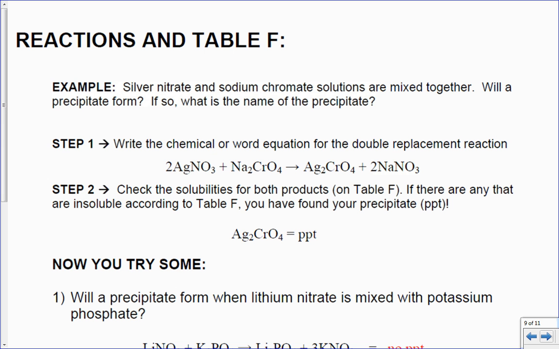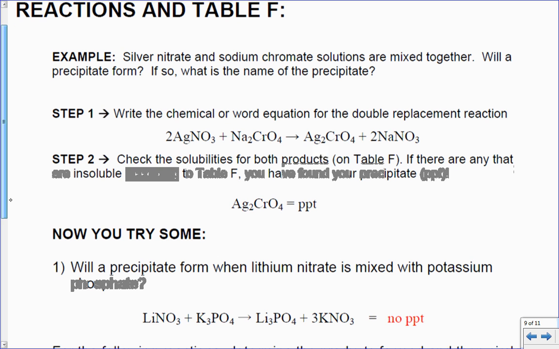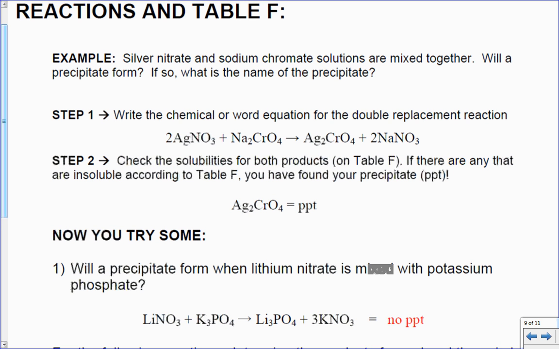All right, so now here's where we get to have some fun, because this is going to require basically everything that we've done to this point in chemistry. It says silver nitrate and sodium chromate solutions are mixed together. Will a precipitate form? If so, what is the name of the precipitate? This is basically what your lab is going to be for this precipitate lab. And yes, you're going to have to do all of this stuff. It's going to be tough work and you're going to be a better chemist for it.